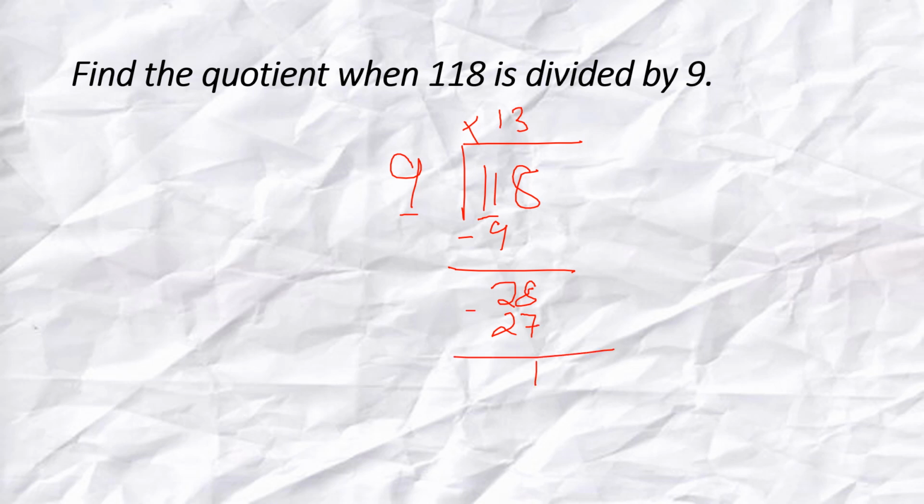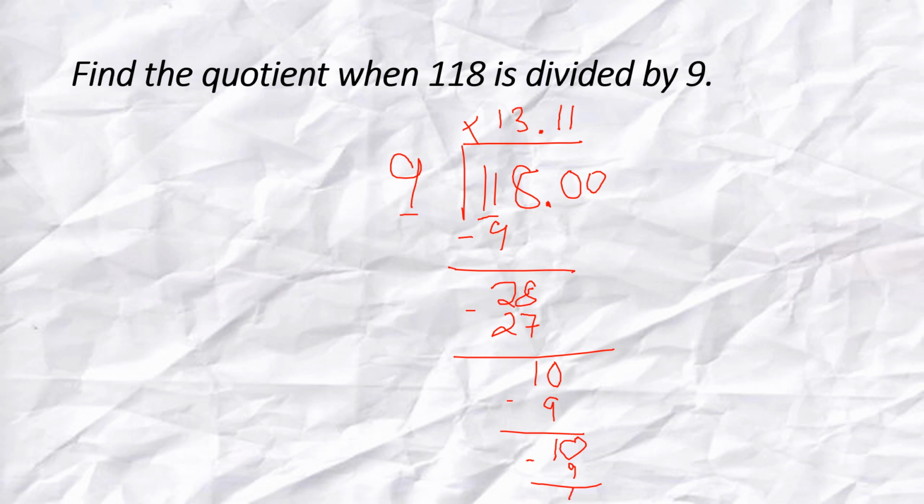Since we still have a remainder, we put a decimal point here, a decimal point here, and then 0. We bring down 0. And then 10 divided by 9 is 1. 1 times 9 is 9. We subtract. And then we have 1. We put another 0. This one will become 10. 10 divided by 9 is 1. 1 times 9 is 9. And then subtract. We have again a 1.